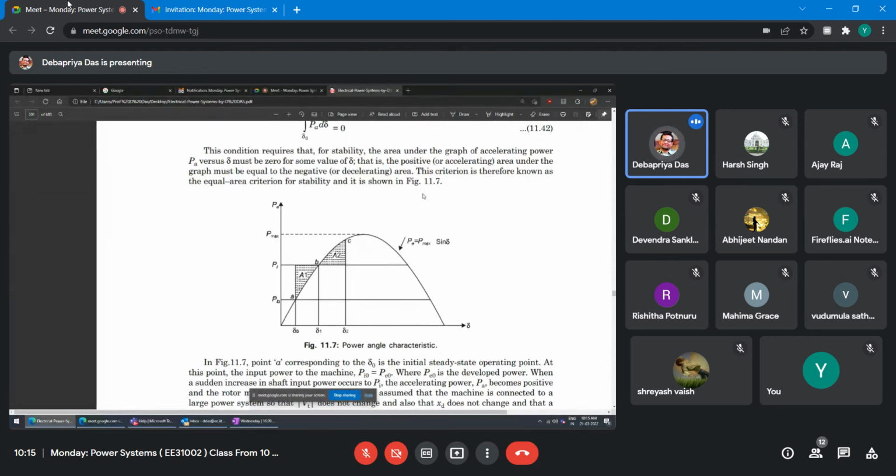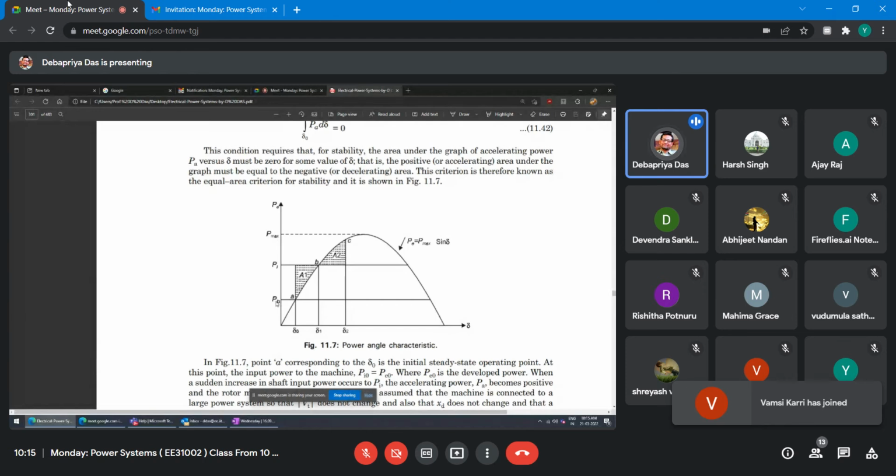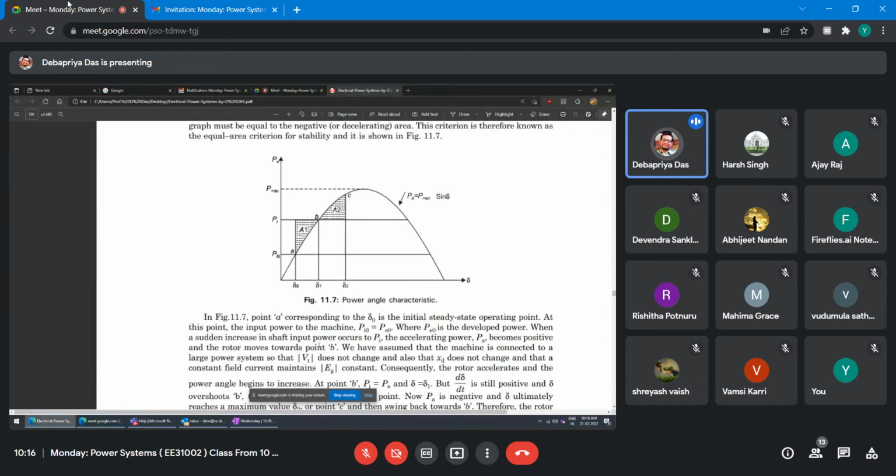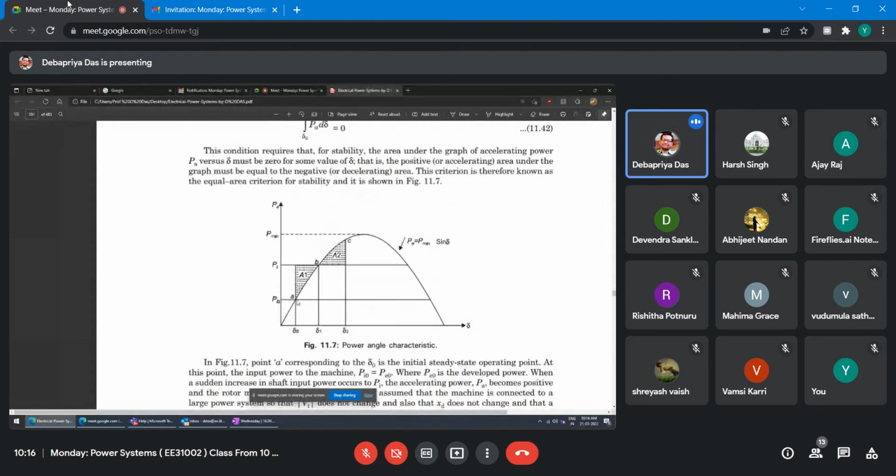But how does this happen? Suppose this is PI0, with the corresponding angle delta zero. This is the initial operating input power, PI0. And this graph is a sine graph, P is equal to P max sine delta. Now what happens? Suppose suddenly PI0 increases from PI0 to PI. That means from here, suddenly it has gone up.